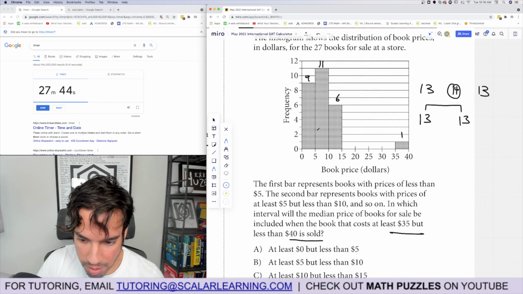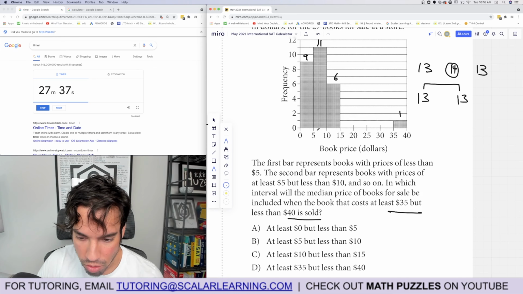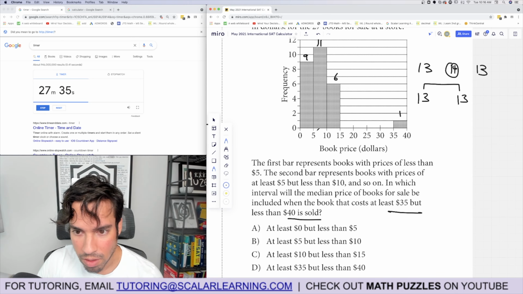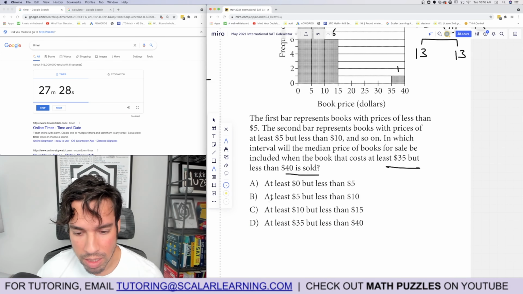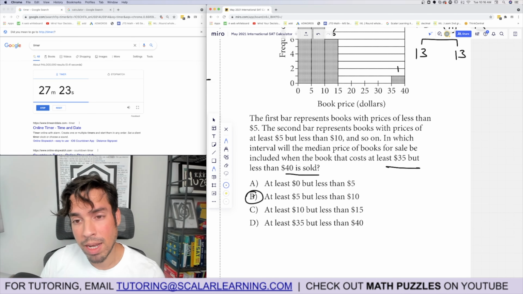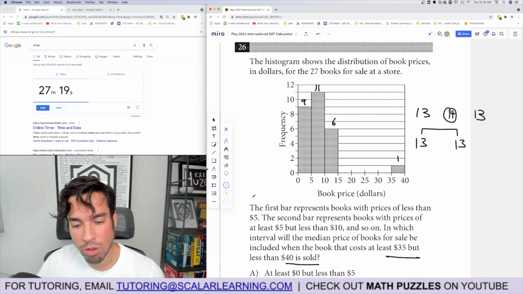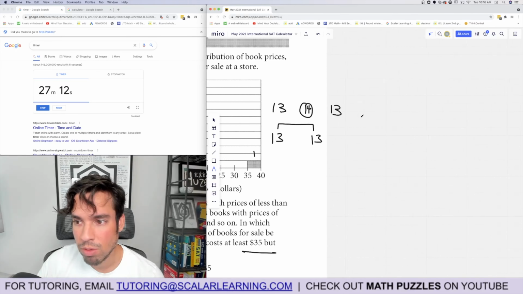So what will be the median price of books? In which interval will the median price of books for sale be included when the book at least 35 but less than 40 is sold? Yeah, it's no different. It's kind of tripping me out that it's no different, but I'm just making sure I didn't make any mistakes. Why wouldn't it change? Okay, at least 5, but less than 10. I'm hypersensitive in these later problems because they're meant to be a little bit trickier and meant for you to overlook potential things. So that's why I'm making sure I didn't overlook anything, but I'm pretty sure that's right.